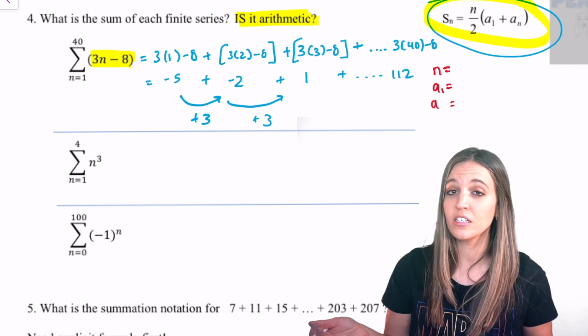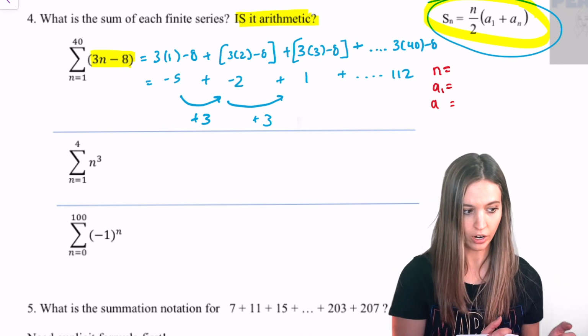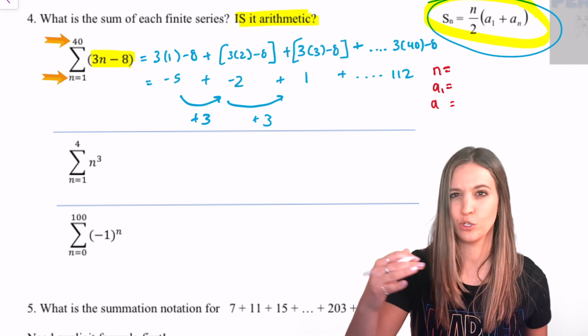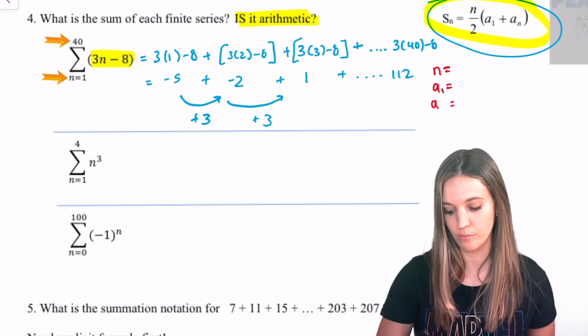All right, well, to plug into my sum formula, I'm going to need to have n. N is the total number of terms. If I start at 1 and I'm going up to 40, do I just have 39 terms? 39 plus 1, so I have 40 terms altogether.